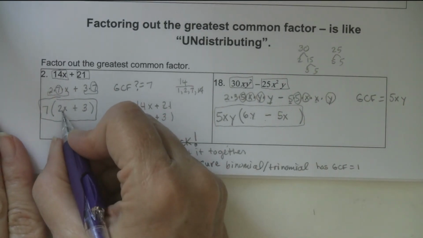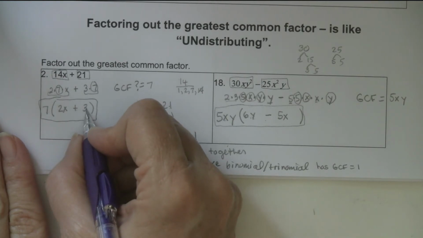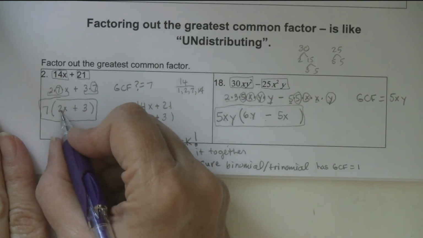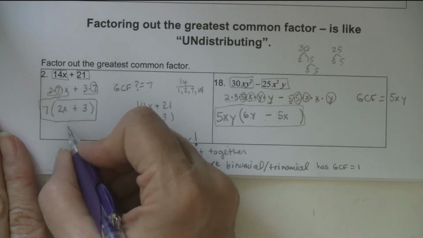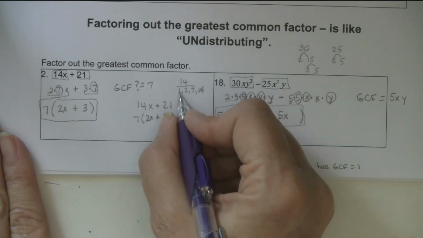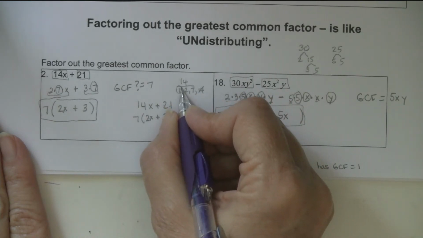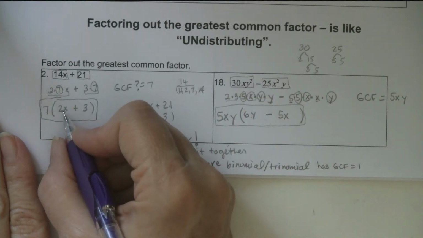So if I asked you what's the greatest common factor between 2x and 3, you would go to the smallest number, and you're probably saying they don't have anything in common. I can't circle anything in common. But this idea of the 1 divides everything, right? So the numbers that divide 2 are 1 and 2.